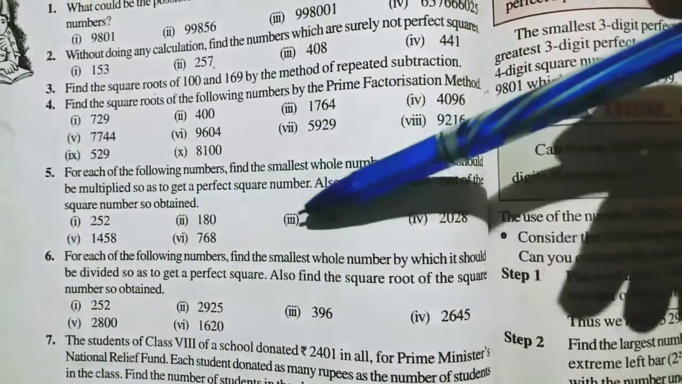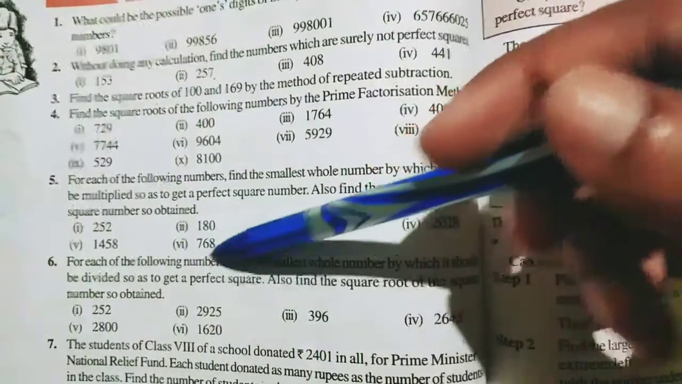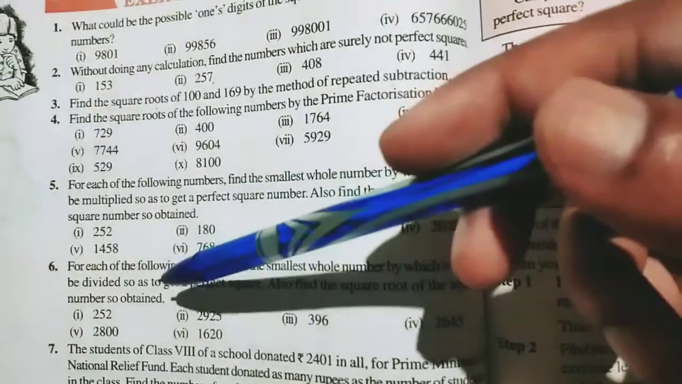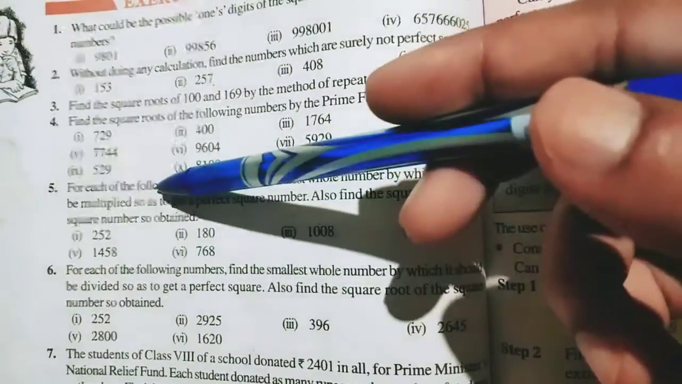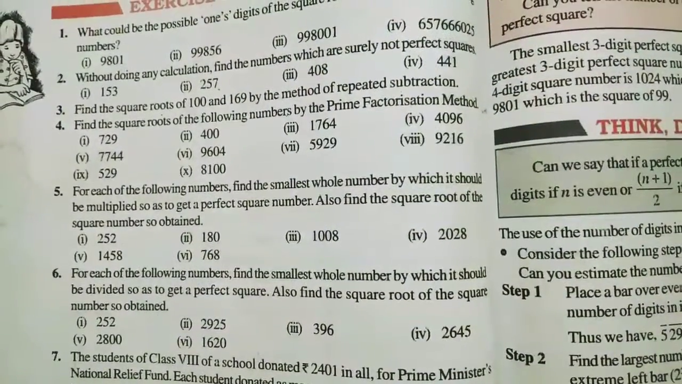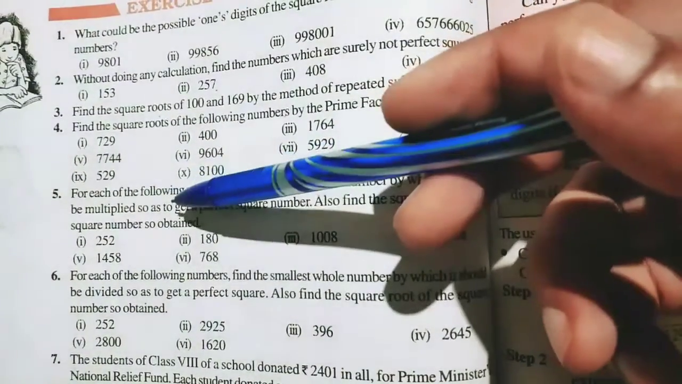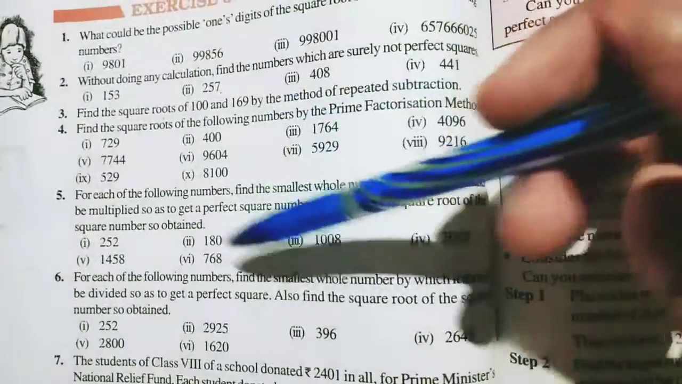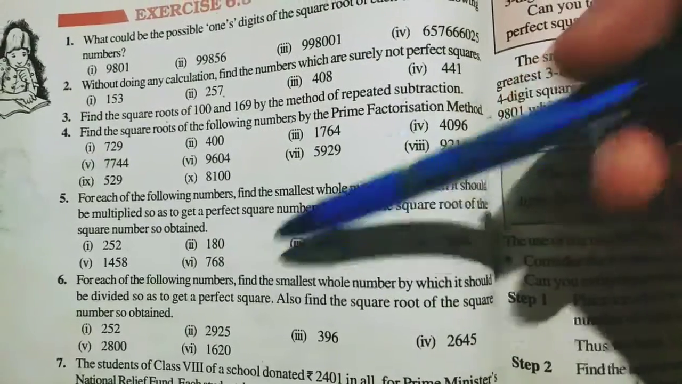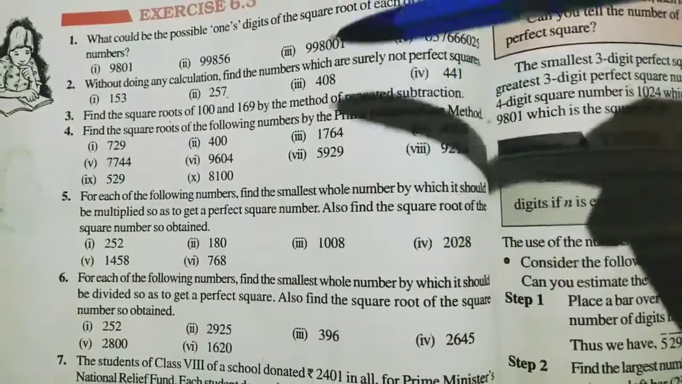For each of the following numbers, find the smallest whole number by which it should be divided so as to get a perfect square number. Find the square root of the square number so obtained. This question is similar to question number 5, but what is the difference? In question number 5, it was given what number should be multiplied to get a perfect square number. Here the question is what number should be divided to get a perfect square number. And you have to find the square root here also. So let's do this.